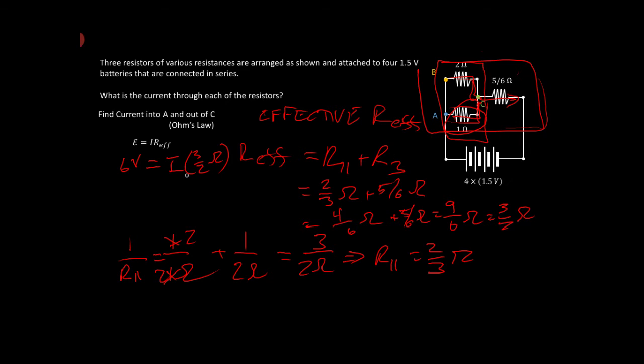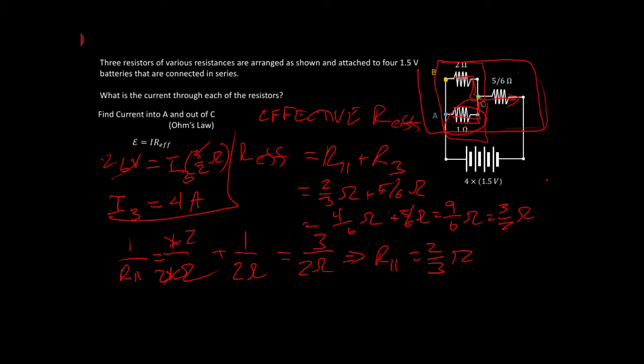Okay, so then we have to do this for I3, right? So if we divide by 3, we end up with 2 volts is equal to I3 times 1/2 of an ohm. Multiplied by 2 ohms, we have I3 is equal to 4 amperes. All right, so we're good with that.